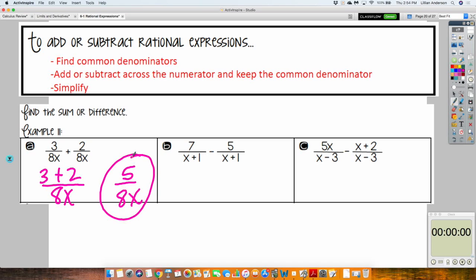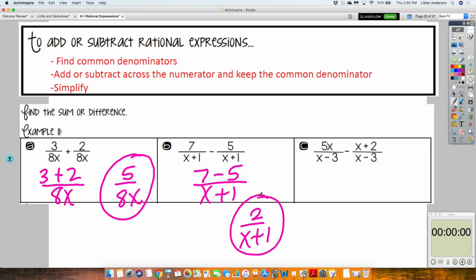Let's look over here at the subtraction. We have like denominators again. So then we just perform that operation amongst our numerator. What's 7 minus 5? 2. So I got 2 over x plus 1. How can this get tricky when it's like denominators? This example right over here. This last example. You have common denominators already. So you just need to perform the operation amongst your numerators.